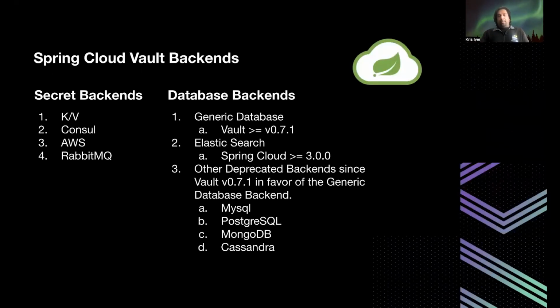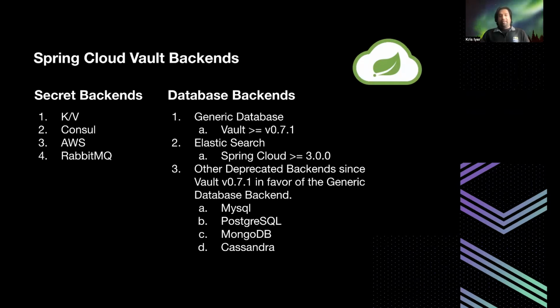So we talked a little bit about backends here. The secret backends that are supported by Spring Cloud Vault at the moment are KV, which is the Vault KV. It supports the Vault Consul backend. It also supports the Vault AWS backend for secrets and RabbitMQ. There are also a lot of databases that are supported already.